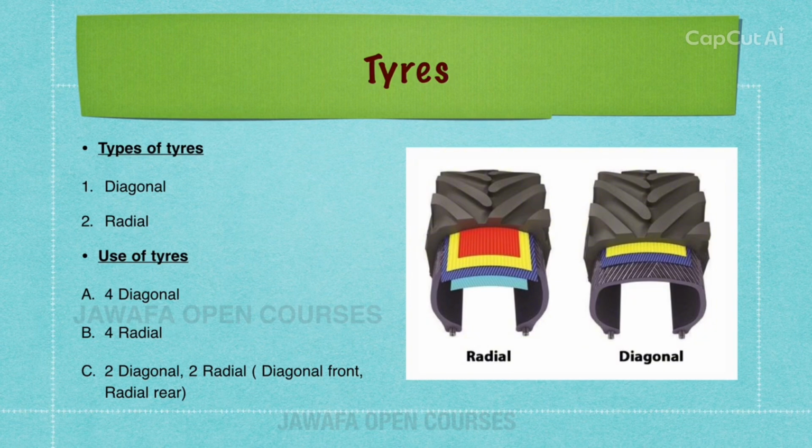What is their use? Their use is that if you are using 4 diagonal tires in your car, use all 4 diagonal tires. If you want to use all 4 radial tires, then use all 4 radial tires. But if you have 2 diagonal tires and 2 radial tires, you should always put the diagonal ones on the front and the radial tires on the back side. You can never put radial tires in the front. Radial tires should always be placed at the back and diagonal ones in the front.